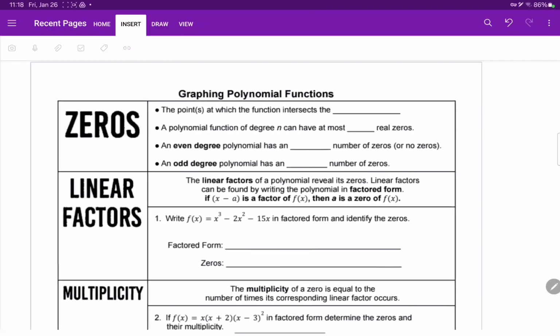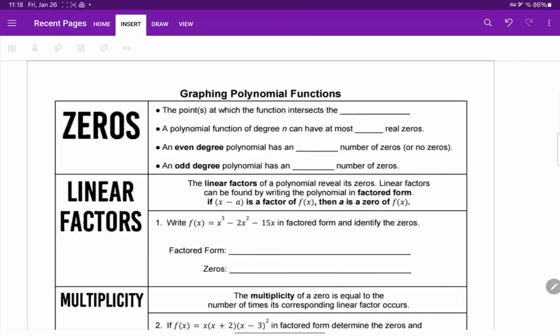All right, so this is a lesson from Friday, graphing polynomial functions. You really need the information from the day before with behavior and degree with leading coefficients. If you haven't watched that, go back. But if you have, let's keep moving.